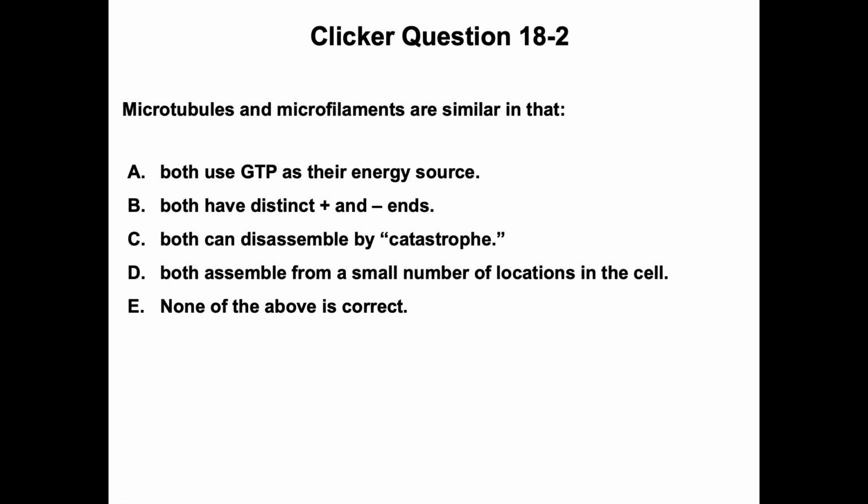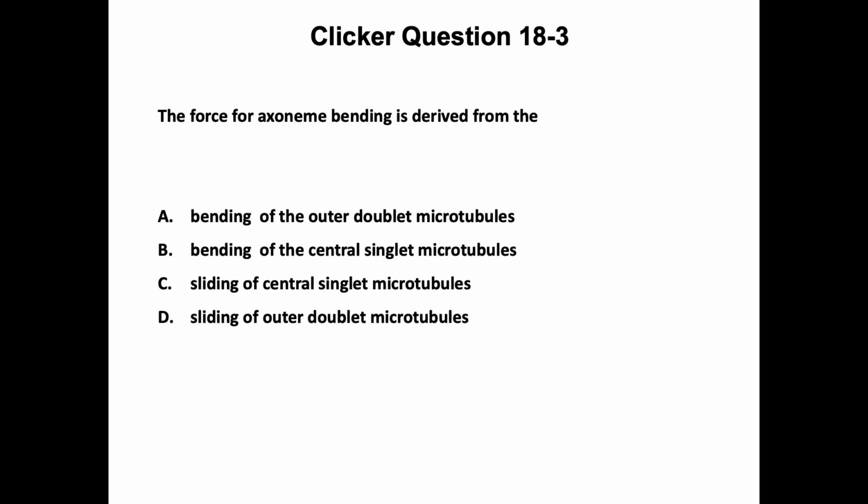All right, so the last one. I think this is also straightforward. Force for axoneme bending is derived from the bending of the outer doublet microtubule, bending of the central singlet microtubule, sliding of the central singlet microtubule, and sliding of the outer doublet microtubule. Make sure, stopping it now. Yeah, bending of the outer doublet microtubule.